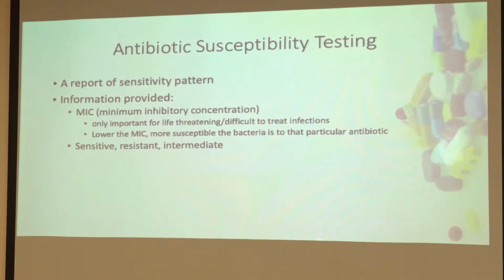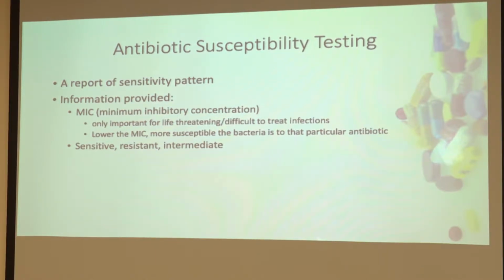To identify the superbugs, we have to look at the sensitivity reports. The antibiotic susceptibility testing is just a report of the sensitivity pattern of a particular strain of bacteria that the patient is harboring, to see if it has acquired any resistance to a variety of antibiotics which we may choose in order to treat that infection.